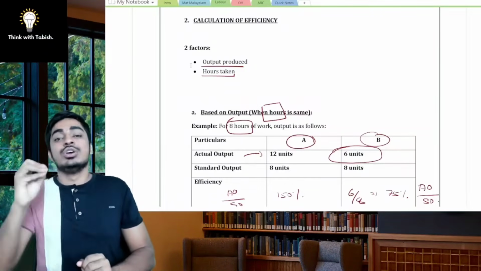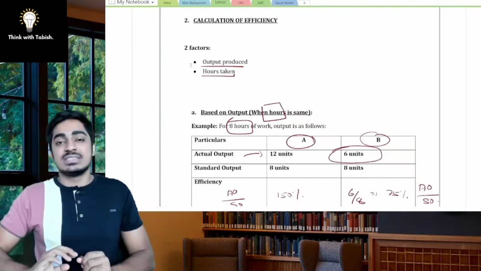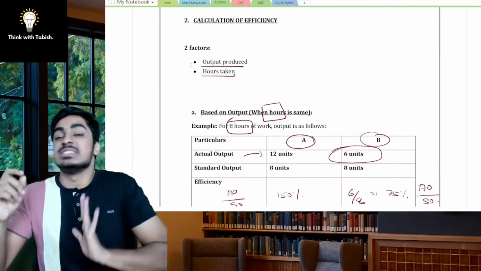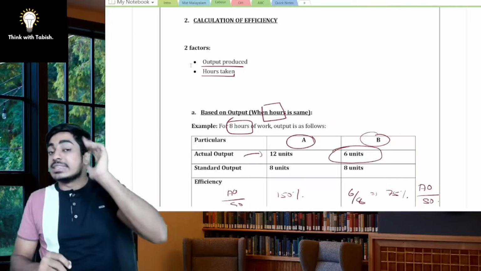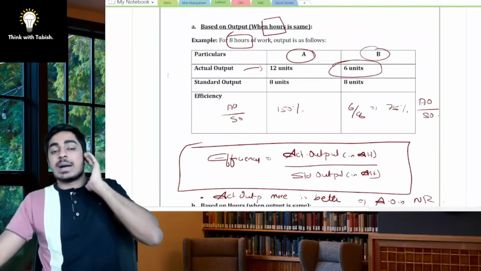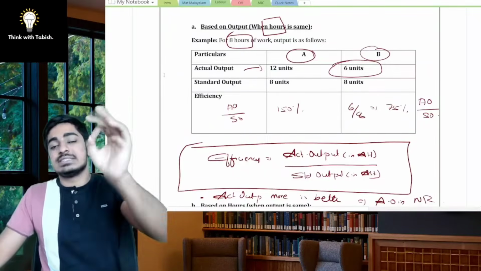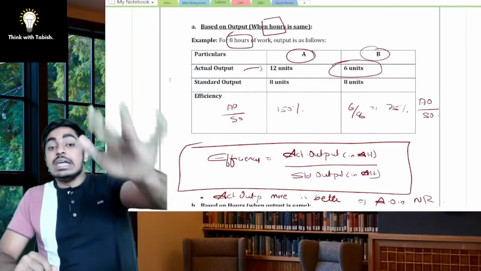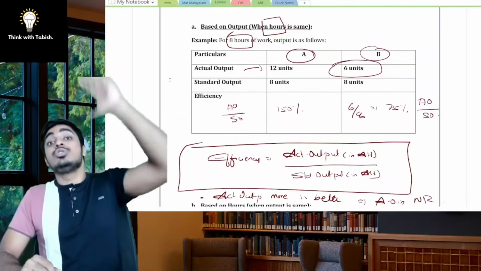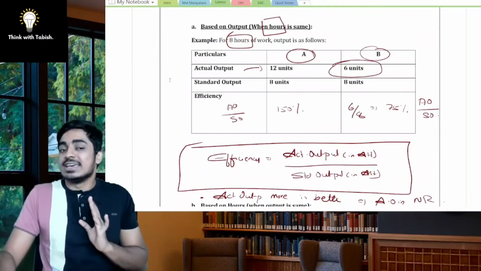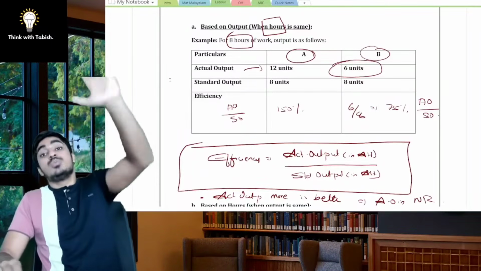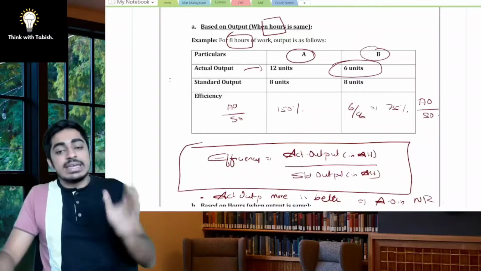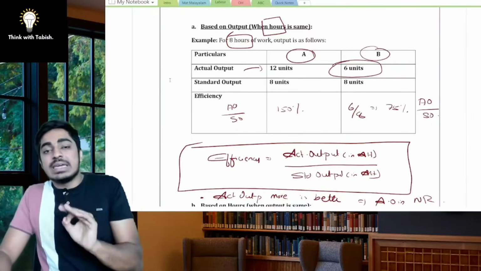Or else we tell them both, you both solve 100 questions. Student 1 is taking 10 hours, student 2 is taking 12 hours. So we tell he is taking less time, he is better. So to compare one, other should be constant. Firstly, we are comparing the output when hours are the same. We were expecting you to produce 8 units, but you have actually produced 12 units. You're so amazing. You're so efficient. How do we get this? Actual output more than standard output is always better. It is the mark of efficiency. So how do we get it? It is actual output divided by standard output.